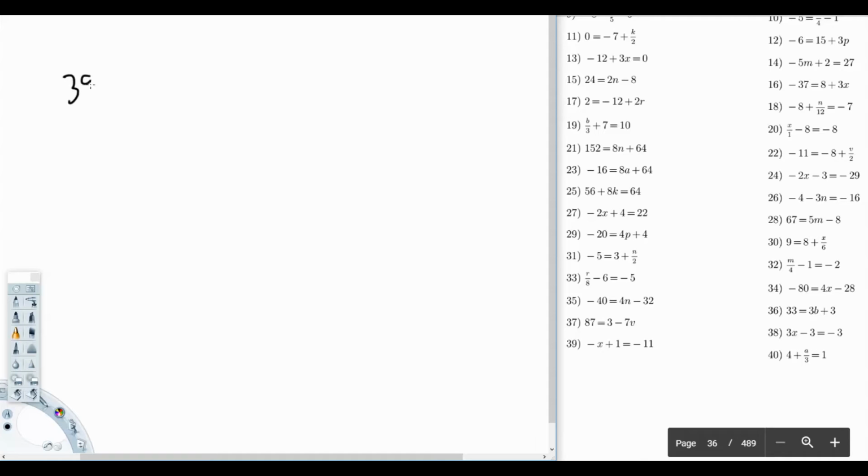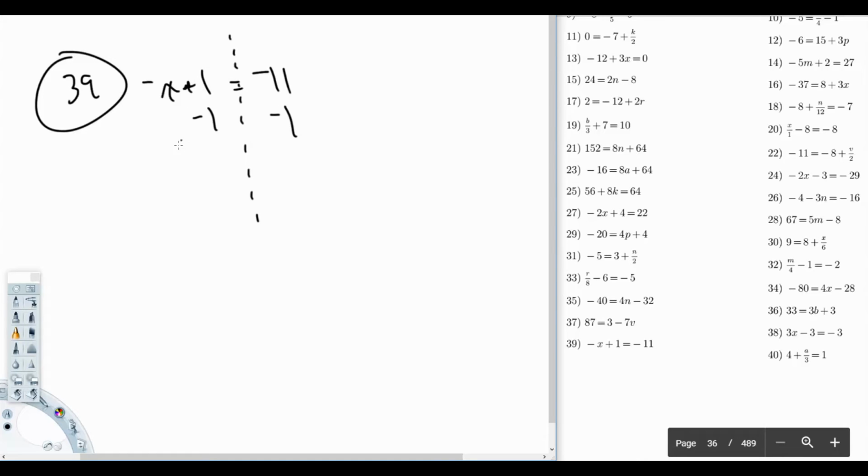39. Minus x plus 1 equals minus 11. All right, so once again, separate. We want to get rid of that plus 1, so we're going to subtract 1. And we're going to subtract 1 on this side also. So we have minus x, this cancels out, equals minus 11 minus 1 equals minus 12.